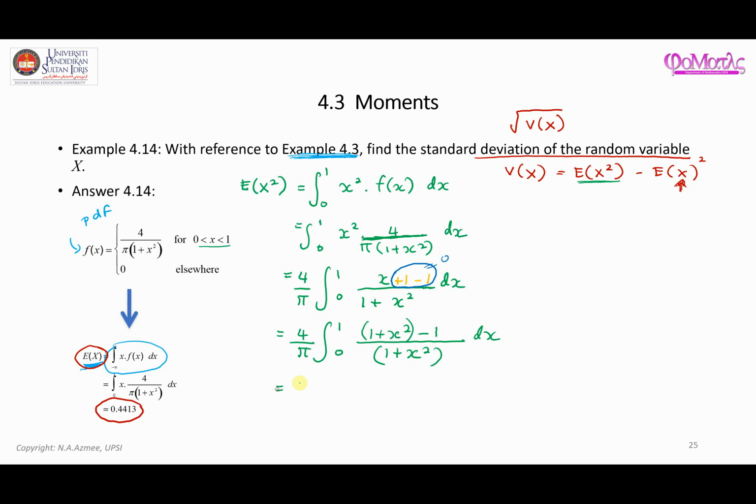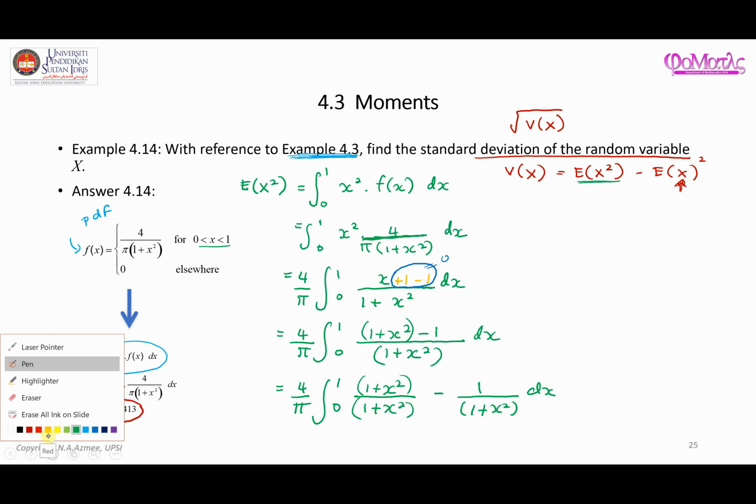And by doing that, I can simplify that to be written as (1 plus x squared) over (1 plus x squared). We can separate that, this term, and then we can have this minus 1 over 1 plus x squared dx. Okay, so I have managed to simplify that expression, and then we can see that this part here can be cancelled out, so the result here is going to be equal to 1.